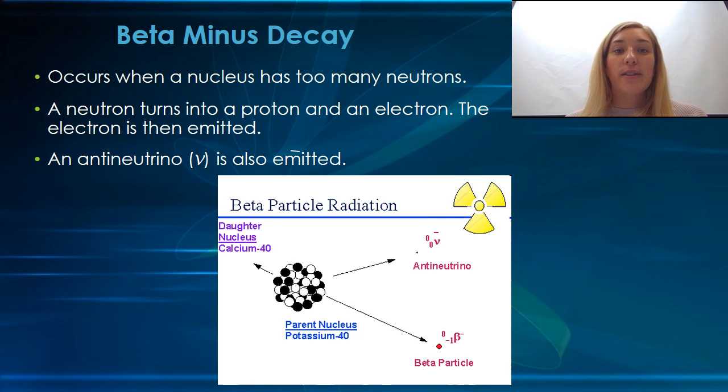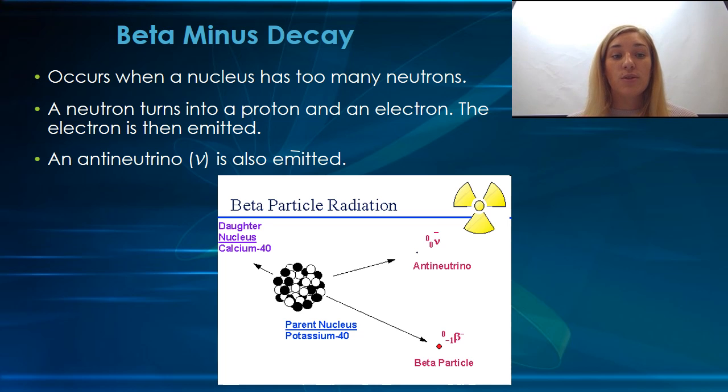Right, so we've covered what alpha decay is, where a nucleus will emit an alpha particle, otherwise known as a helium nucleus. Today we're going to be having a look at beta minus and beta plus decay. So the first one is beta minus decay. So this happens when a nucleus has too many neutrons.